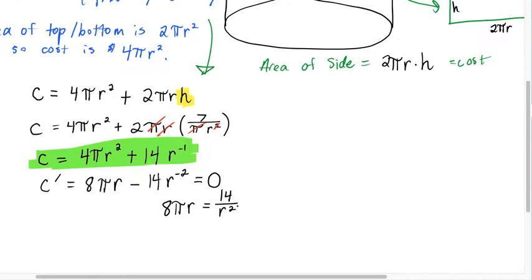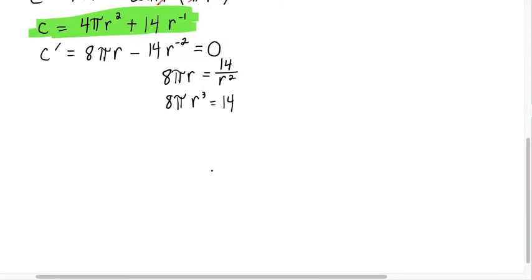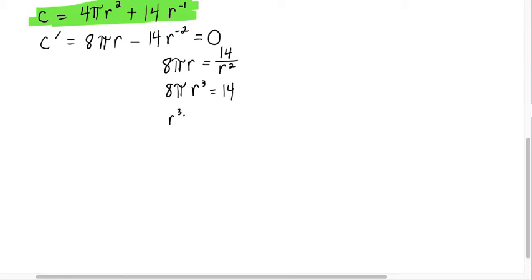Okay, solve for r. So multiply both sides by r squared. We get 8 pi r cubed equals 14. So r cubed is 14 over 8 pi. That could reduce a little. What? 7 over 4 pi. So r is the cube root of 7 over 4 pi. That's going to be the exact value.